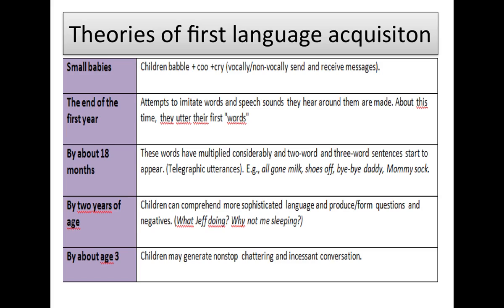By about 18 months, these words have multiplied considerably, and two-word and three-word sentences start to appear. Those structures are called telegraphic utterances in the theories of first or second language acquisition. For example, a child may say "more milk," "shoes off," "bye-bye daddy," "mommy sock," etc. By 2 years of age, children can comprehend more sophisticated language and produce questions and negatives, for example, "what Jeff to win," "what not sleep," "why not me sleeping," etc.